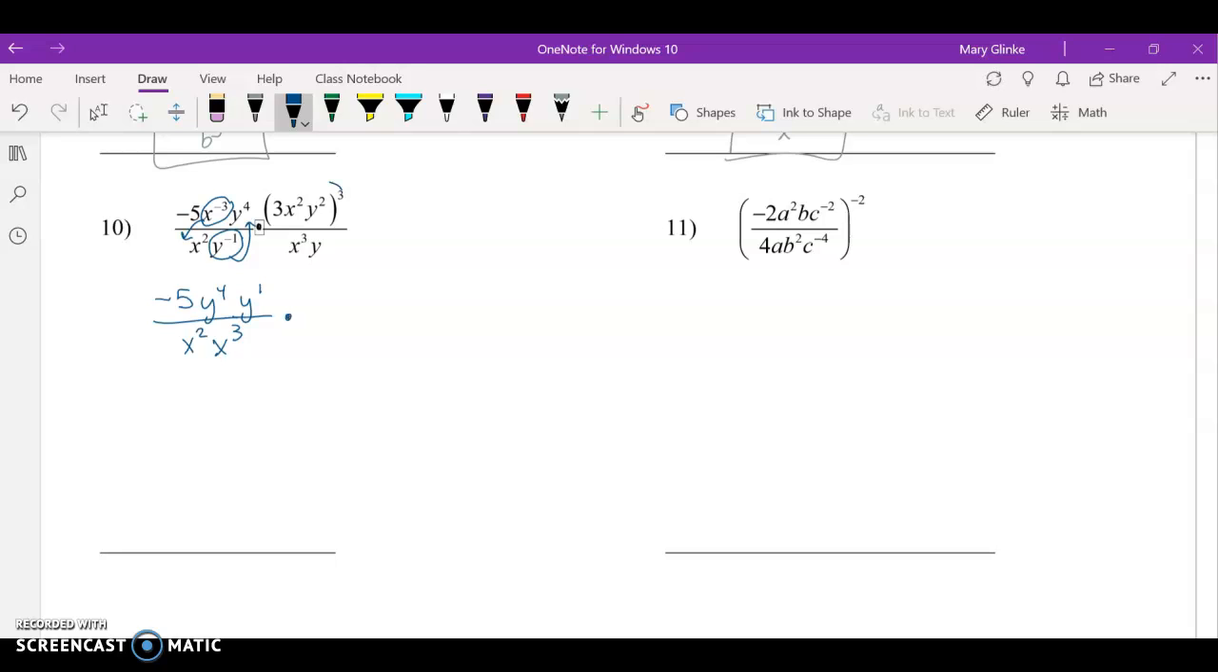Then in my second fraction, I'm going to go ahead and raise everything to the third power in the numerator. So 3 cubed, x to the sixth, y to the sixth, over x cubed y.